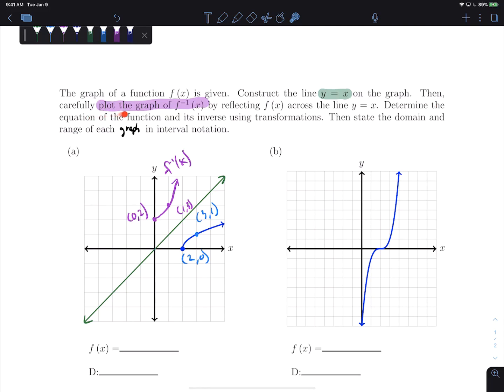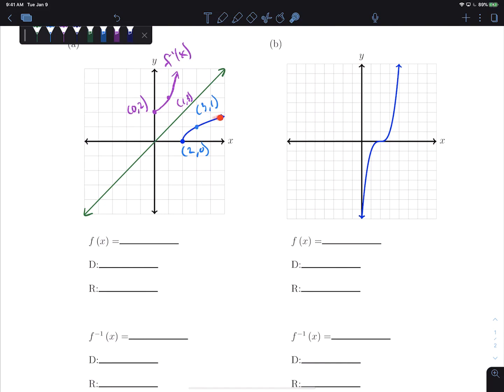Now we want to determine the equation of the function and its inverse using transformations. Now, looking at the original function, the graph right here looks to me like a square root graph. So I know that the original function needs to look like the square root of something. And there needs to be an x in there somewhere. But notice that this is actually the graph of the square root moved right 2 units. Which means underneath this radical, I need to subtract 2 because instead of going plus 2, if it's a horizontal shift, we do the opposite, which makes that a minus 2.